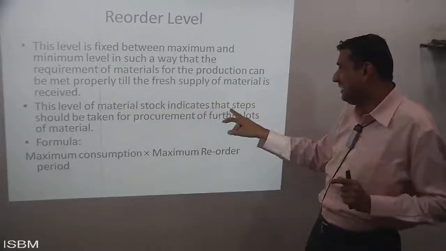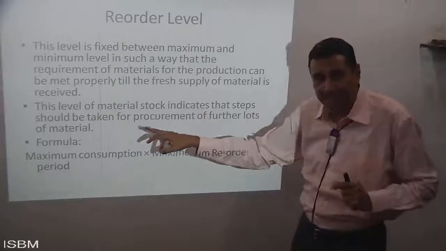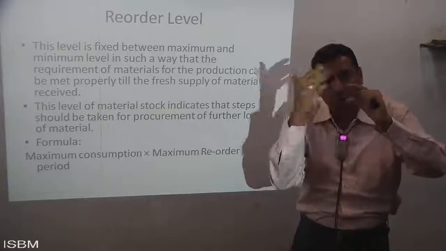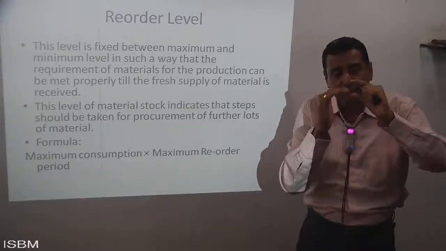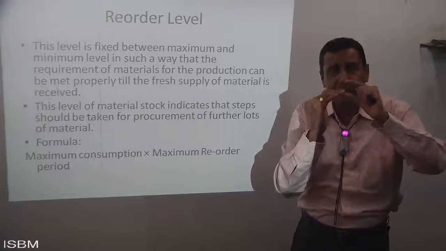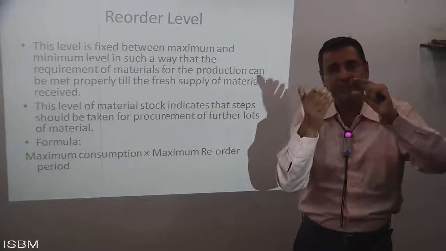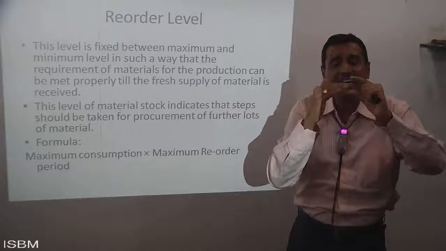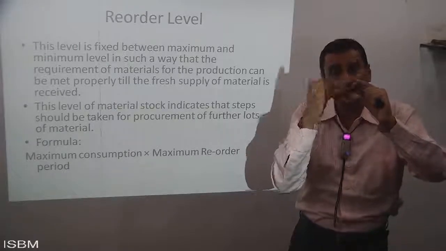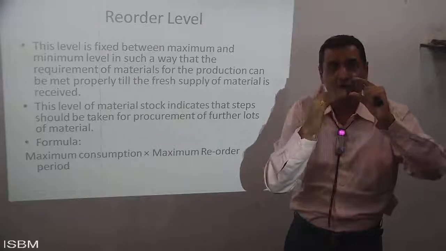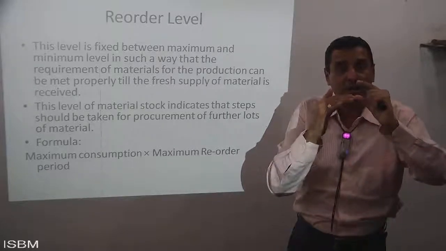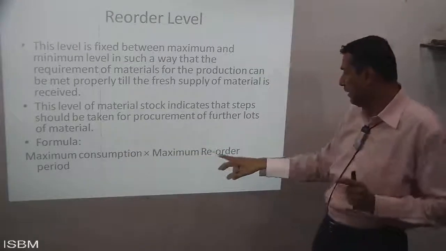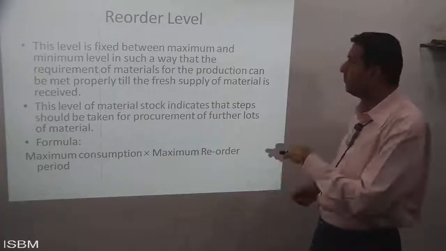This level of material stock indicates that a step should be taken for procurement of further lots of material. So it depends on the further lot you are ordering. We are not waiting for the maximum level to complete. No. Reorder level is the moment the stock level approaches above a minimum level, they will order the material. So they keep on replenishing the material as and when it reaches that reorder level, so that you never end up at a point of stock out, nor at a point exceeding a maximum level. So the formula is maximum consumption into maximum reorder period, which is called the reorder point.